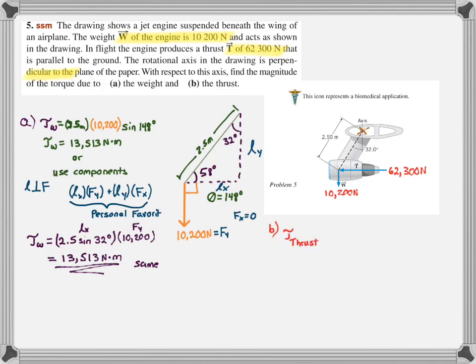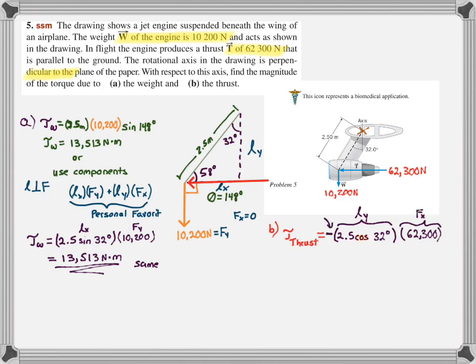So now we can find the torque of the thrust. We draw the little value here. Because the thrust is acting in the x direction, we can just find the distance from the axis in the y direction and multiply it times the force, and it'll give us the torque. So 2.5 sine of 32 will give us the y component, which is actually a mistake. That should read, there we go.